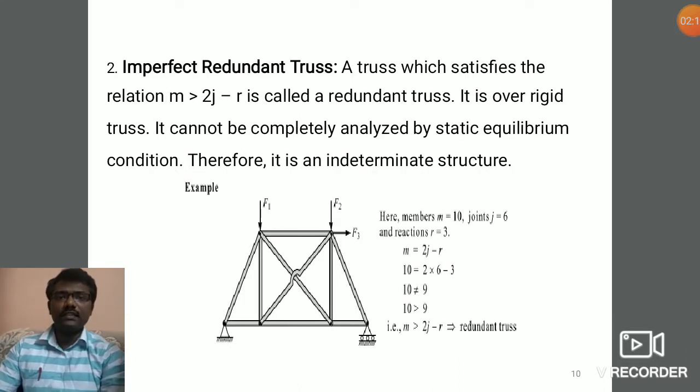Therefore, this type of truss is known as an imperfect deficient truss. Then the second type is the imperfect redundant truss. A truss which satisfies the relation m greater than 2j minus r is called a redundant truss. If you see the diagram, here the number of members is 10 and the number of joints is 6. So you will get 10 greater than 9, which satisfies the relation m greater than 2j minus r. Therefore, this type of truss is known as an imperfect redundant truss.